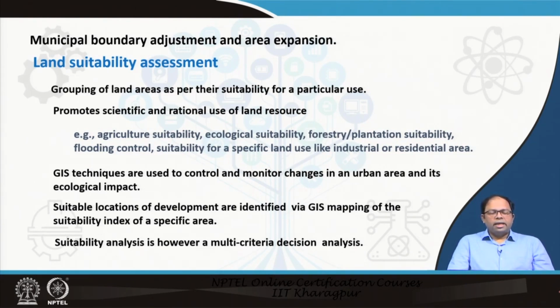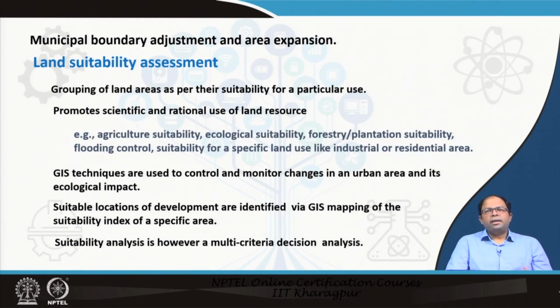We use GIS techniques, and usually GIS is the tool that is used both to control and monitor changes in an urban area, and also to determine what kind of ecological effects a particular area or certain factors associated with an area can have. GIS in that way helps us to create both the maps and the databases which help us take these decisions. We determine the suitable locations of development using GIS mapping, and what we map is actually the suitability index of a specific area.